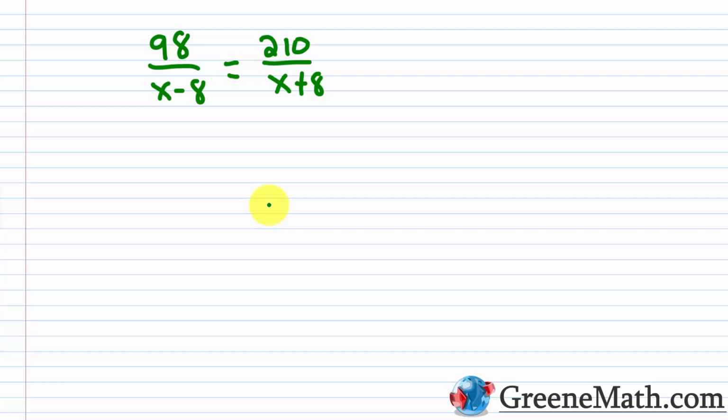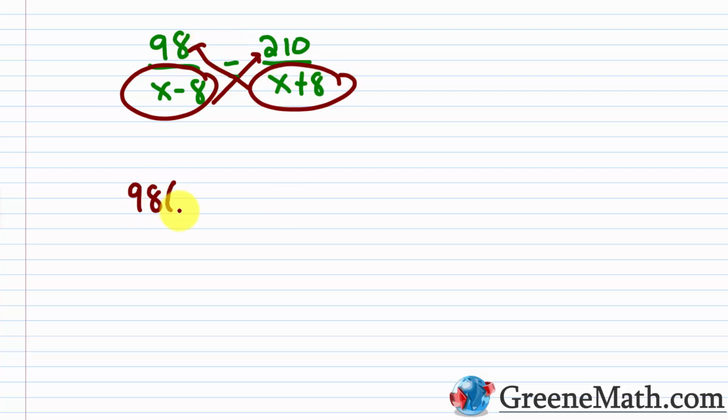So how can we solve this? We already know how to solve rational equations. It's very easy. In this particular case, I don't need to multiply both sides by the LCD, right? The LCD would be x minus 8 times x plus 8. I could multiply both sides by that, but a quicker method here would be just to cross multiply. So you take this one right here, multiply by this. You take this one right here, multiply by that. So essentially what I'd have is 98 times the quantity x plus 8 is equal to 210 times the quantity x minus 8.